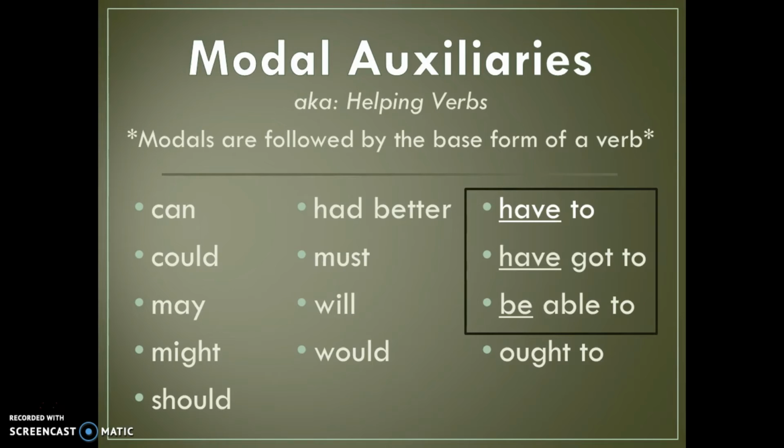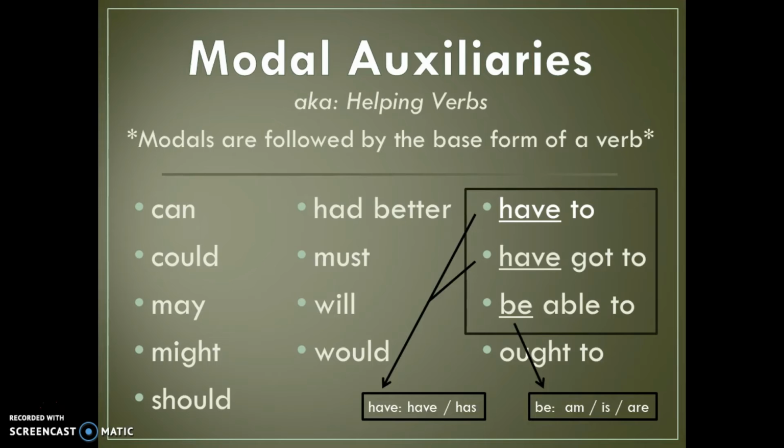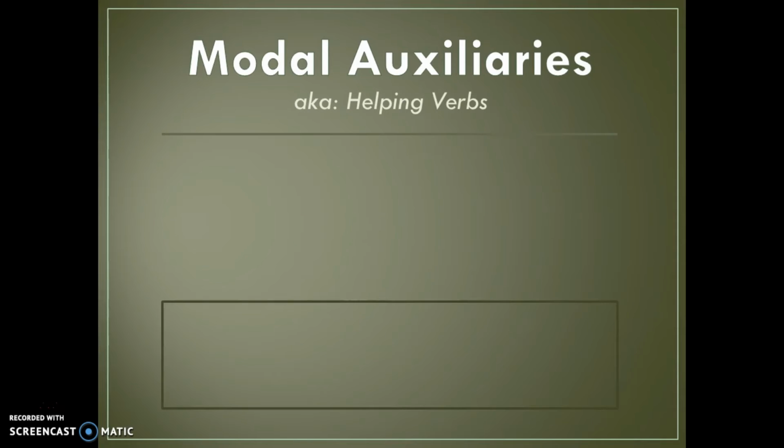Also, it's important to note that these 3 modals can change based on if our subject is singular or plural, and based on if it's third person singular. So you can see the first 2 have the word have, and so they could change to has if the subject requires it. Same thing with the third one, be able to. We would change be to fit any of our subjects, whether they take am, is, or are.